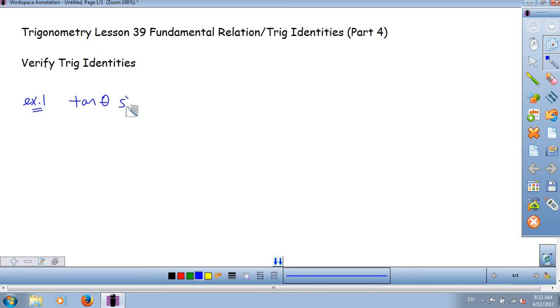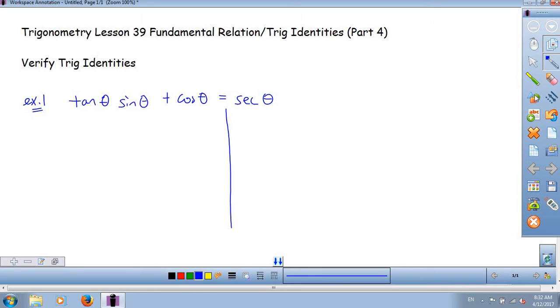So let's have this first example: tangent theta times sine theta plus cosine theta is equal to secant theta. Okay, so how do we prove the left-hand side is equal to the right? Well, let's do a two-column proof in a sense.